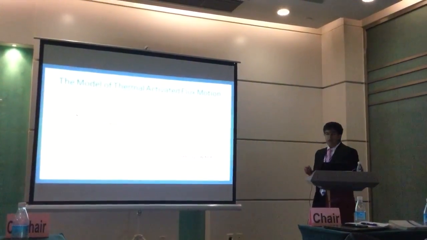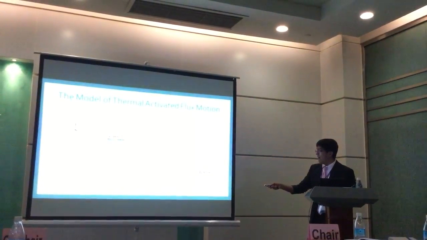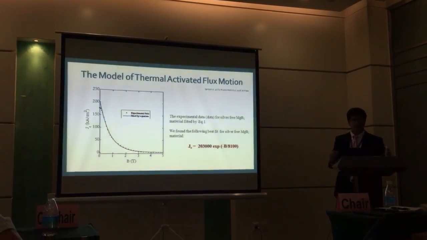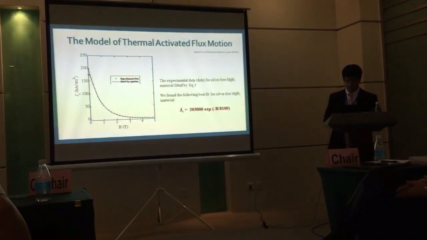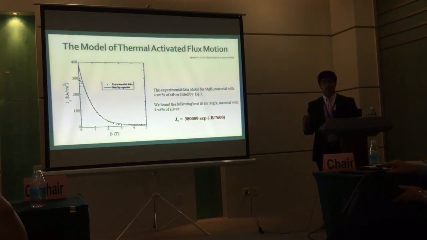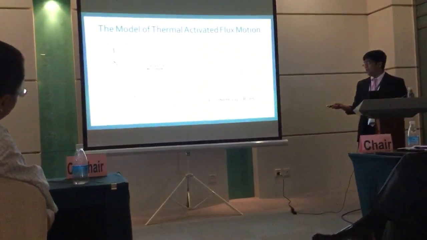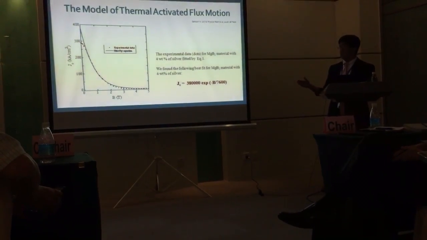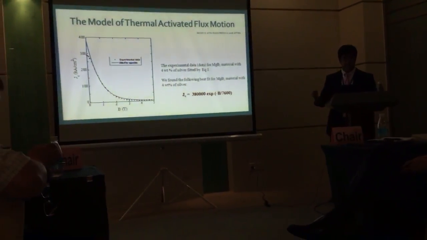The perfect fit for a silver-free MgB2 material was this equation, where this is the height of the peak, and minus B is the applied magnetic field, over 8,100, which is the parameter which I varied and utilized for the perfect fit. And this is another model for the thermally activated flux motion for the 4% addition of silver, where this was the perfect model which I developed. It was 380,000 times e to the minus B divided by 7,600, where I again had to modify the parameters to find the perfect fit.